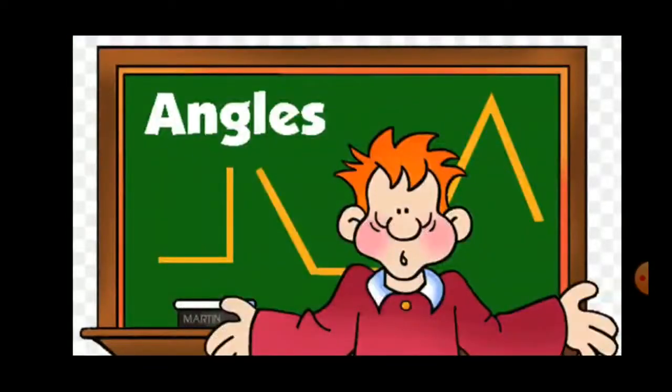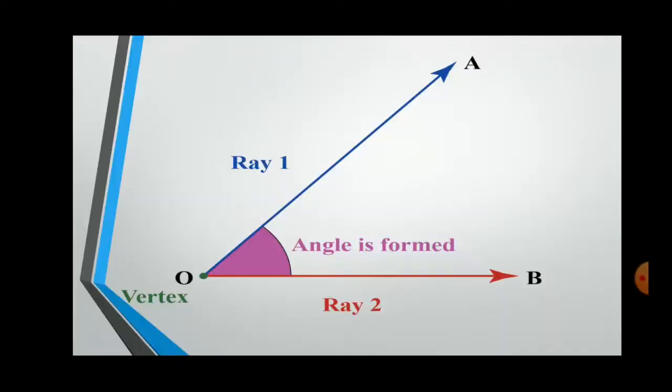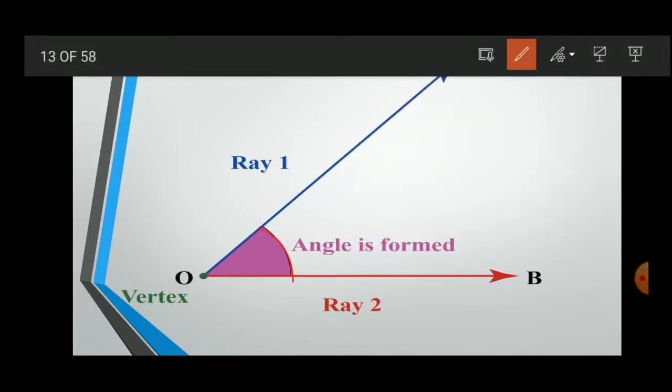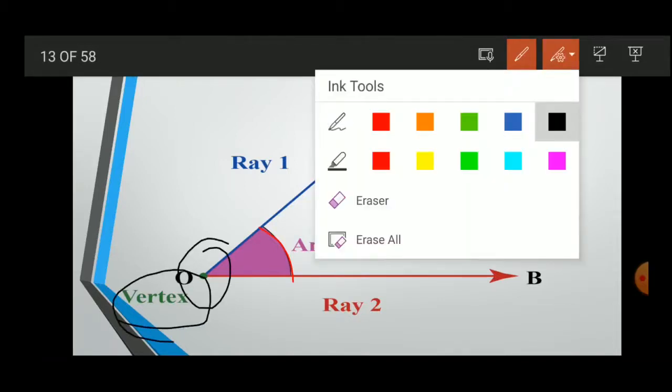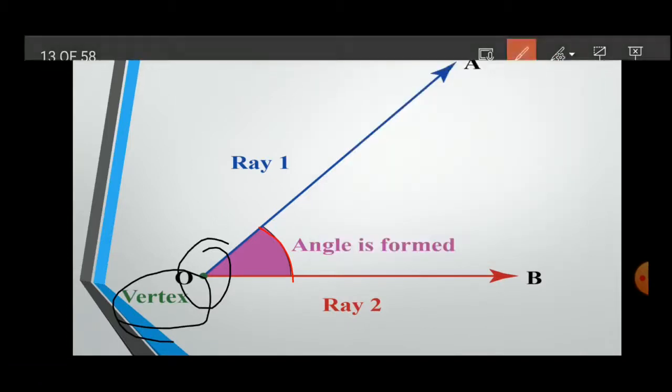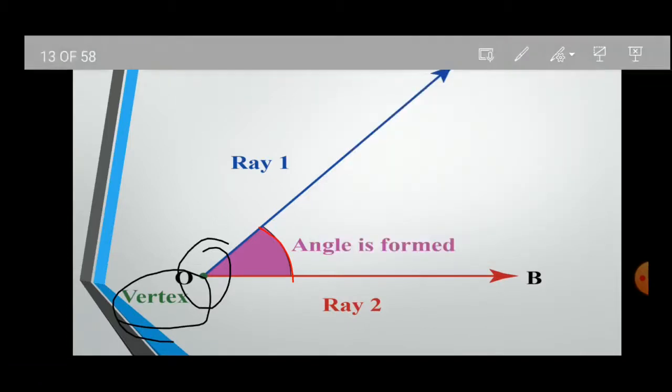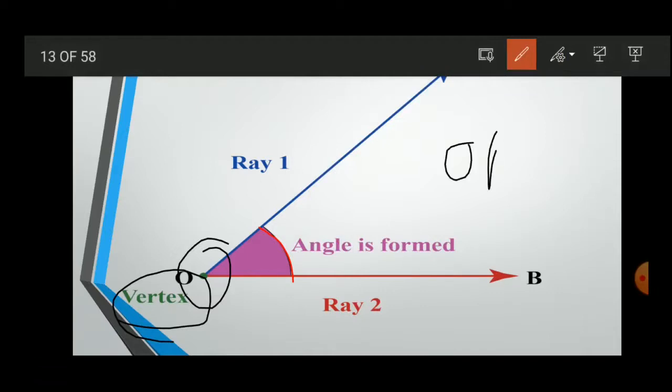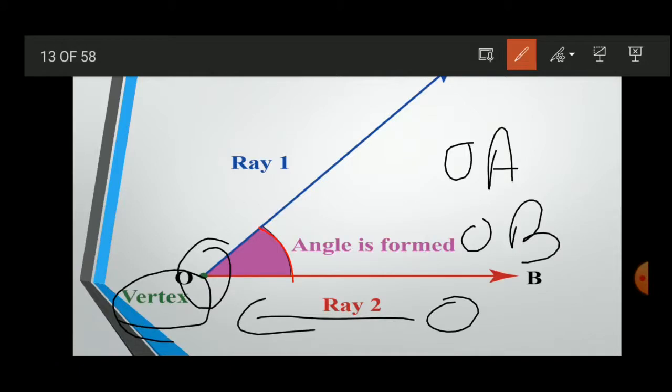Now, as I have told, we will discuss about the angles, so let's start with that. When two rays are joined, there is a part which is made between the two rays, which is called angle. And the point of intersection of two rays is called vertex. So here O is the vertex and OA, OB are the arms.